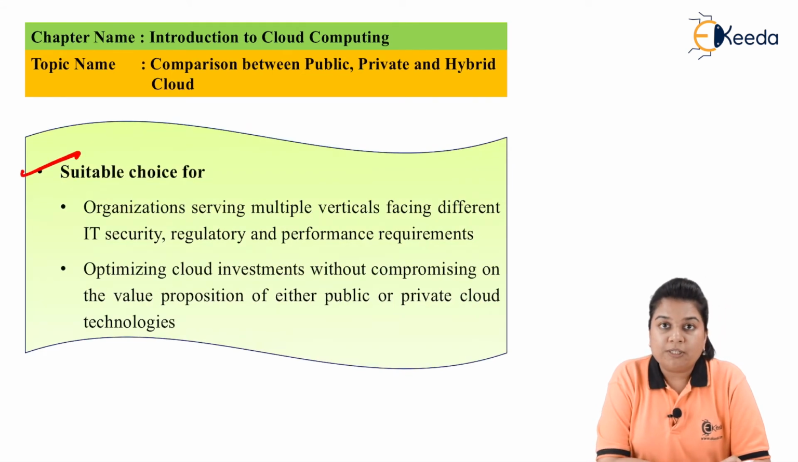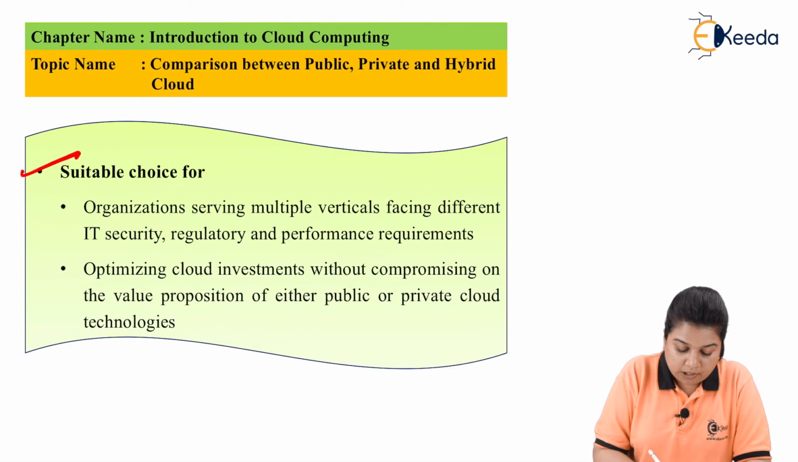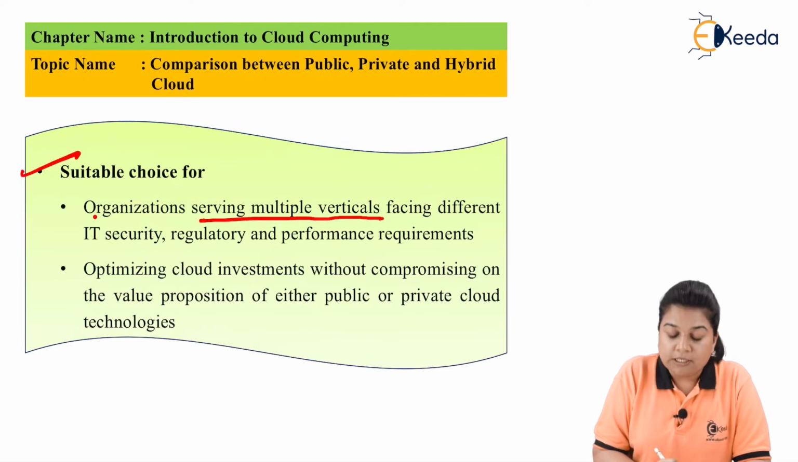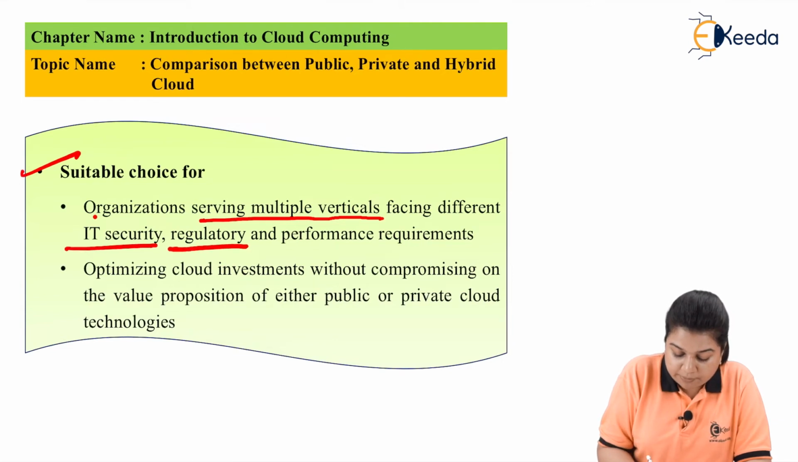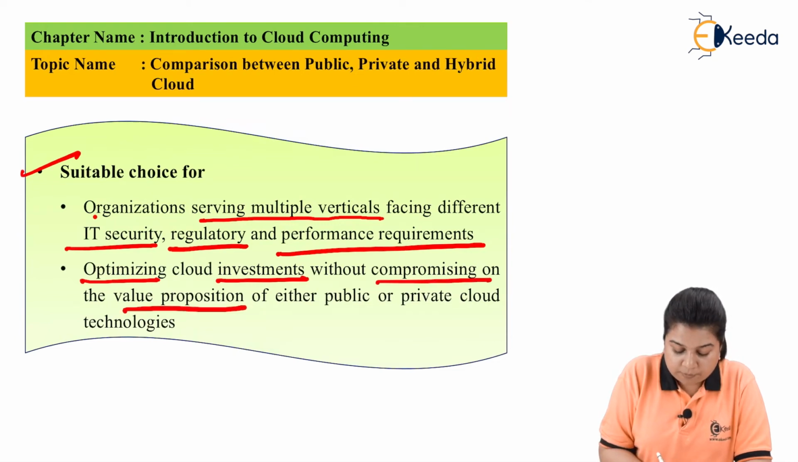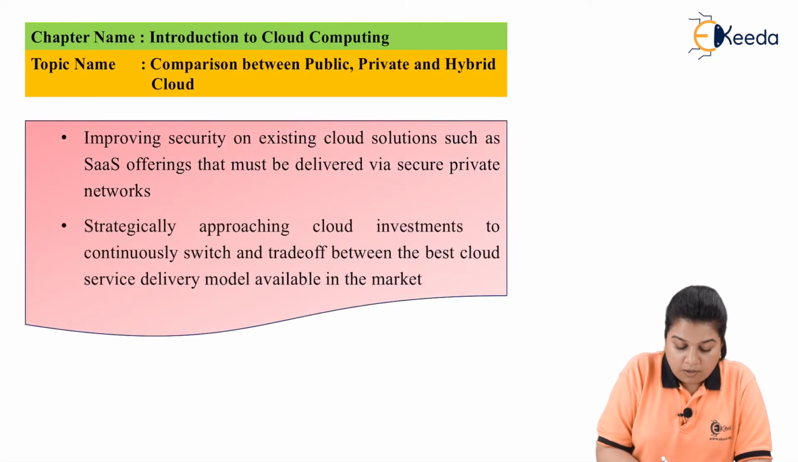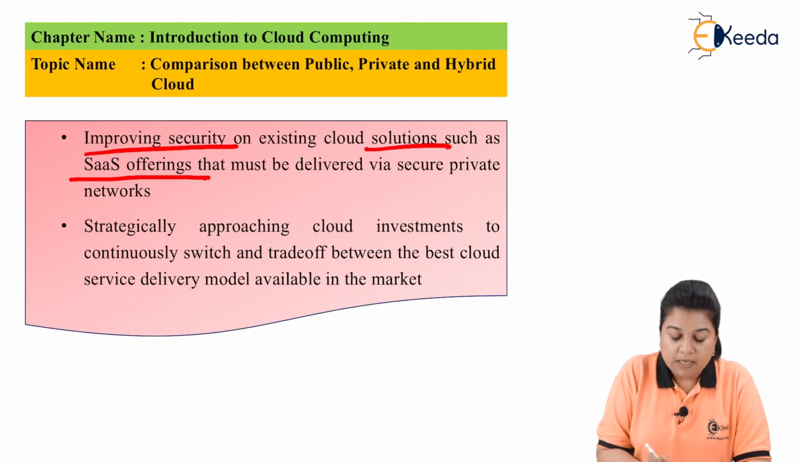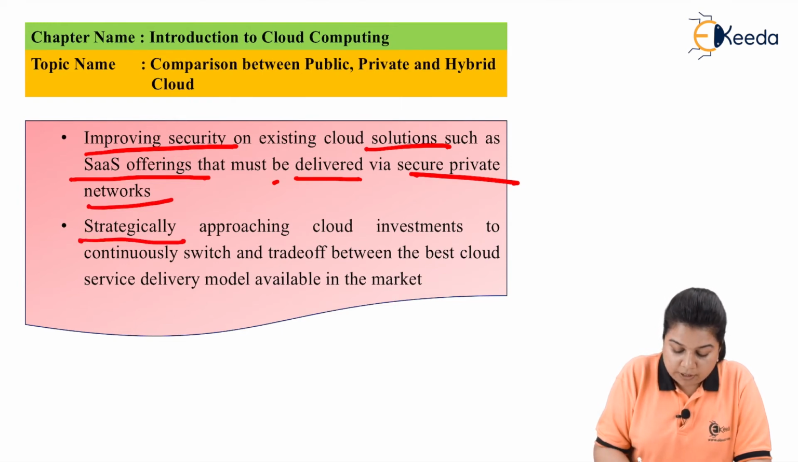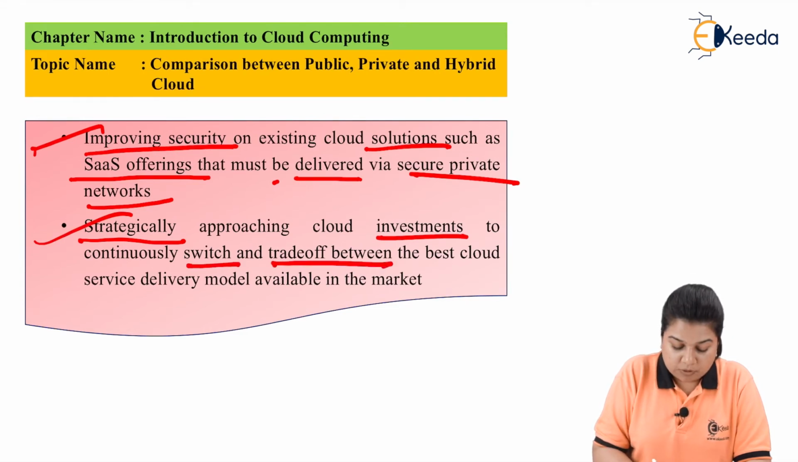Now, hybrid cloud is a suitable choice for what kind of businesses? Let's take a look at it. The organizations serving multiple verticals facing different IT security, regulatory, and performance requirements. Optimizing cloud investments without compromising on the value proposition of either public or private cloud technologies. Improving security on existing cloud solutions such as software as a service offerings that must be delivered via secure private networks. Strategically approaching cloud investments to continuously switch and trade off between the best cloud service delivery models available in the market.